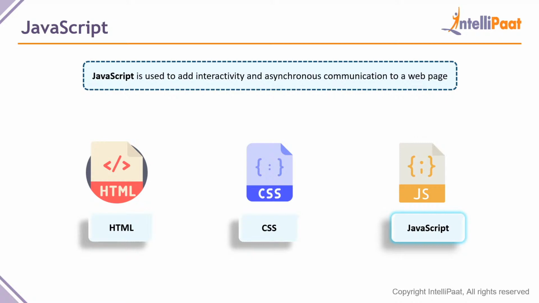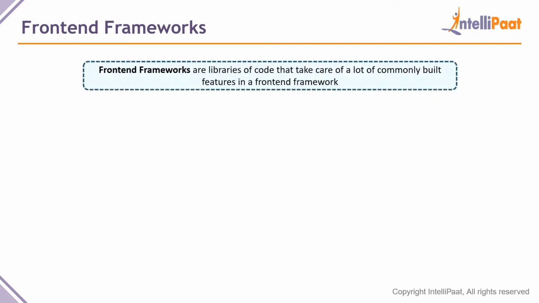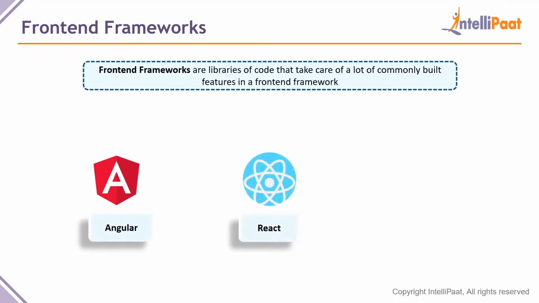There are additional frameworks and libraries that can be added on top of this. So front-end frameworks are basically libraries of code that take care of a lot of commonly built features. Among the most popular ones today, we have AngularJS, we have React, and we have Vue. These are some of the most popular JavaScript-based front-end frameworks that we use today. We're going to be discussing React today, not all of these three.